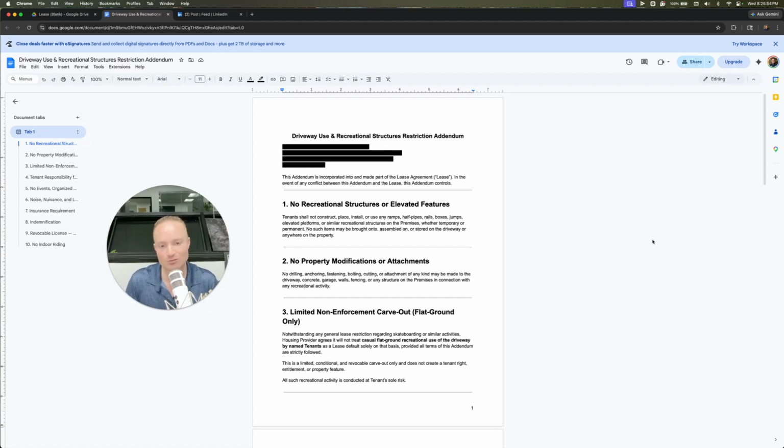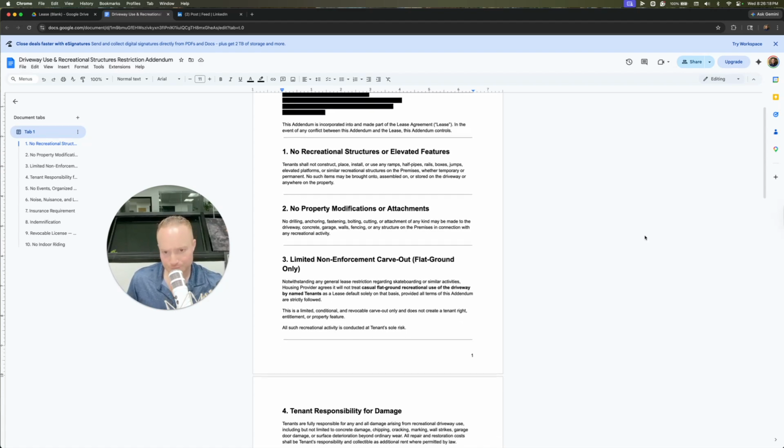So one of the things I told them was, after consideration, we are not going to allow any half pipes, any rails, boxes, jumps, no platforms, nothing that's built upon the property at all, without any approval, right? You cannot do that. There's no attachments to the property. You can't bolt on anything to the cement or the walls or fencing.